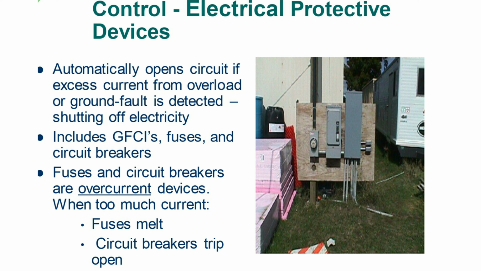Control: electrical protective devices. They automatically open the circuit if excess current from an overload or ground fault is detected. Shutting off electricity includes GFCIs, fuses, and circuit breakers. Fuses and circuit breakers are overcurrent devices. When there is too much current, fuses melt and circuit breakers trip open.